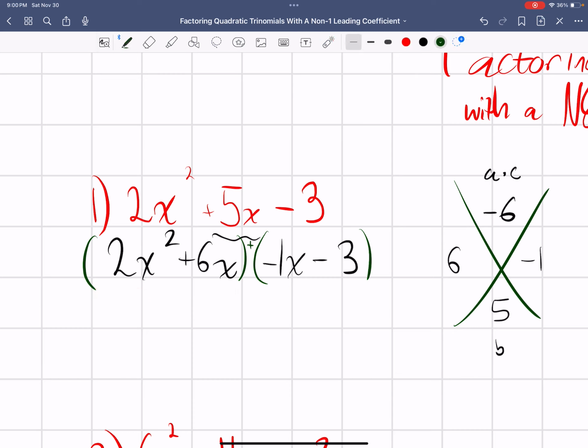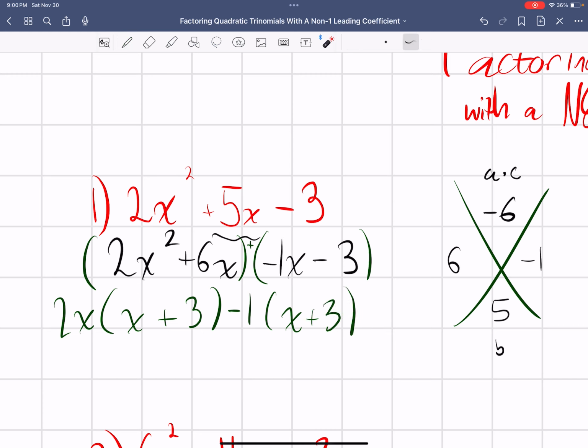So we'll pull out a 2x from here. What do we have left? Well, that would be x plus 3. And then the GCF here, well, we could pull out a -1. Because if we do, we get x plus 3 again. And you'll notice the things in the parentheses are the same. And if that happens, that means your grouping was successful.